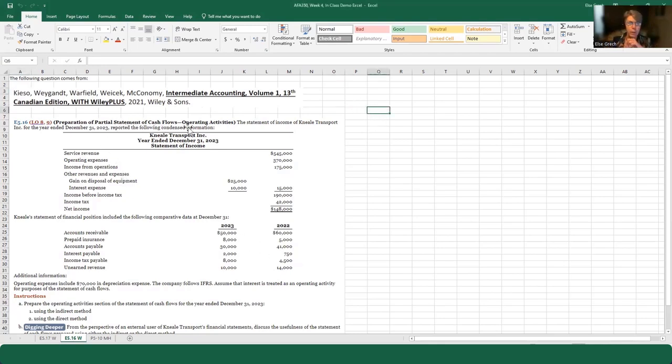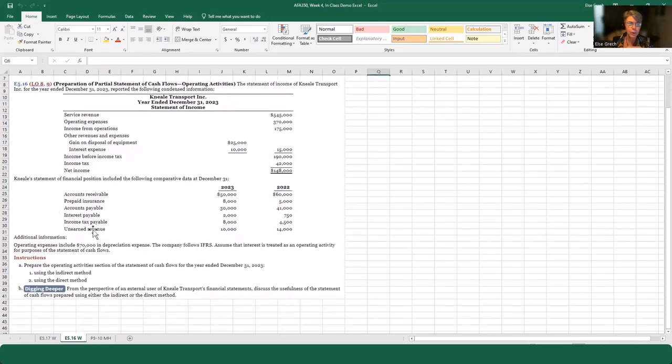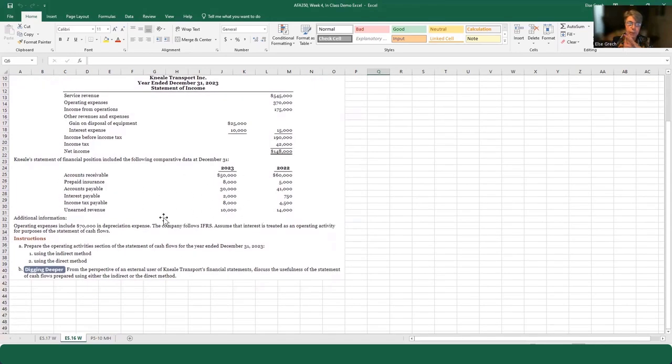Prepare a partial statement of cash flows, operating activities, a statement of income from Neil Transport, Inc. for the year ended December 31st, 2023, reported on the following condensed information. We've got the statement of income here, and then we've got some of the information from the statement of financial position. Additional information: operating expenses include $70,000 in depreciation expense.